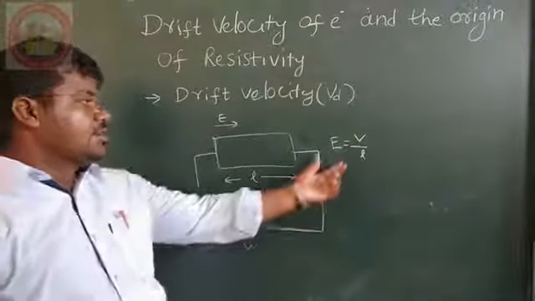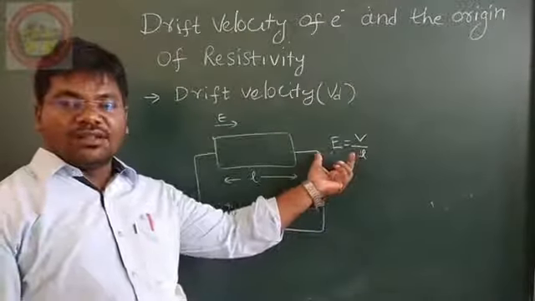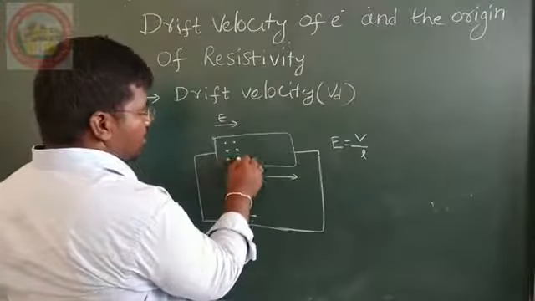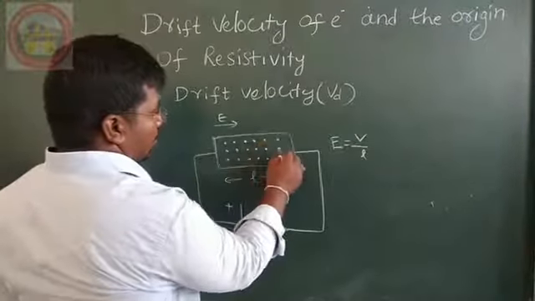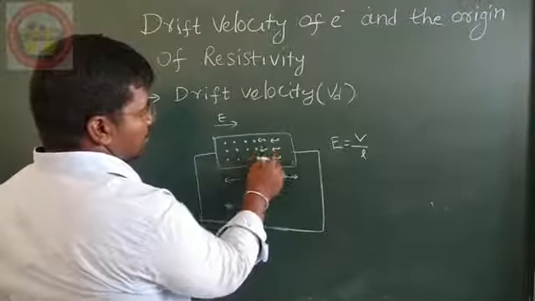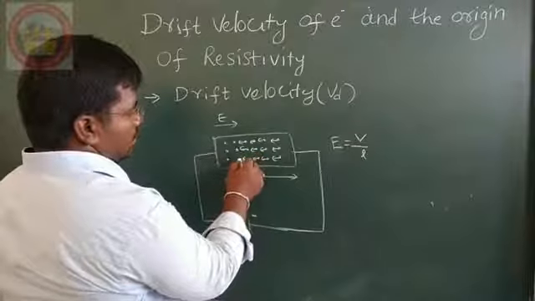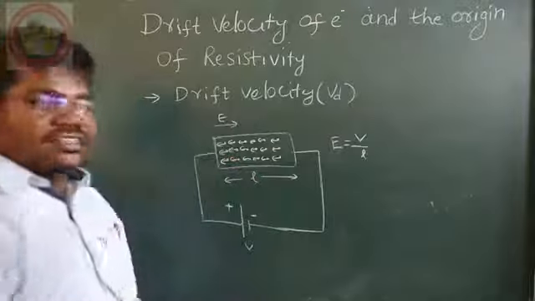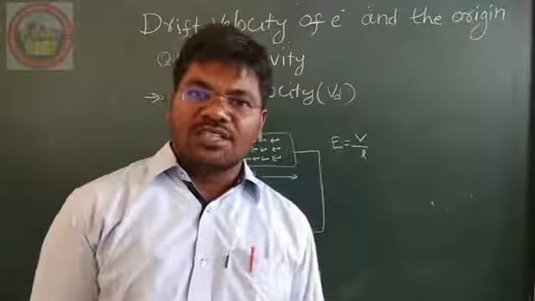Okay, understand? Now, under the influence of an external electric field, what happened? The electrons are moving in a regular manner, like this, an ordered motion. In the previous condition, the electrons were charges moving in random directions, random motion we can say.